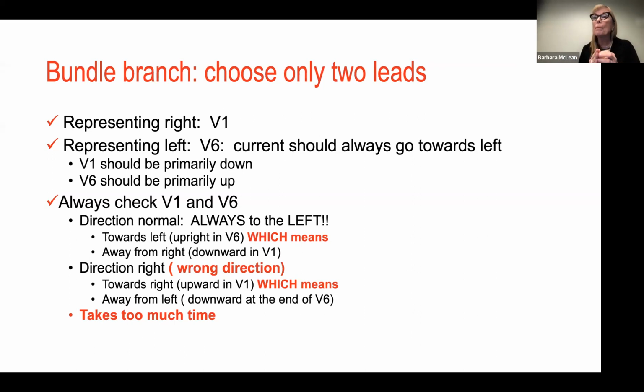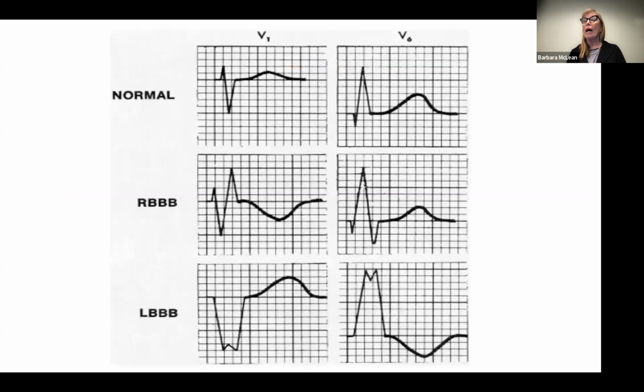Now, these are very simplistic ways of looking at our patient's EKG when we're evaluating unstable tachycardia. But if we just look at what's normal in V1, normally away from the positive electrode on the right side of the heart and towards the positive electrode on the left side of the heart, this is normal.